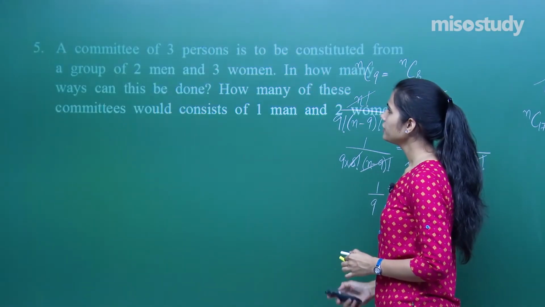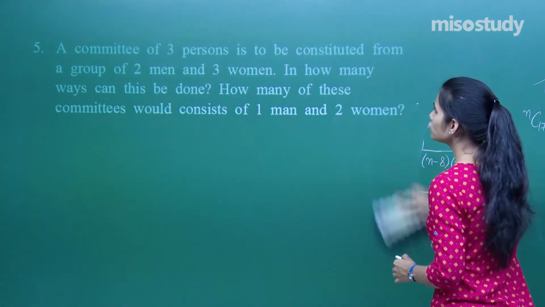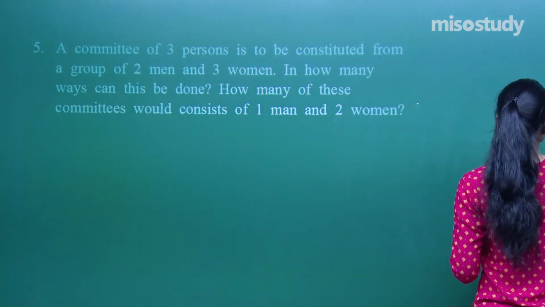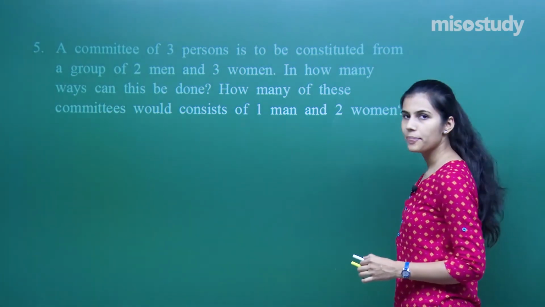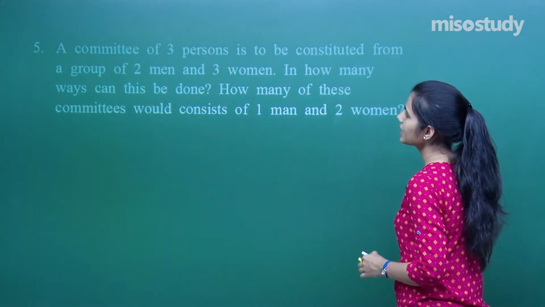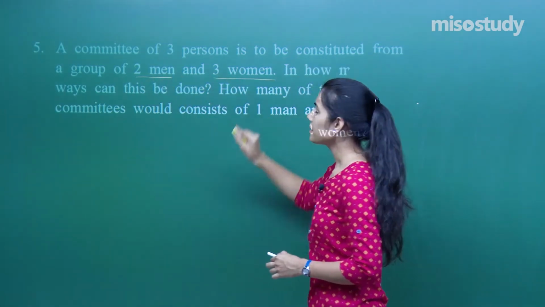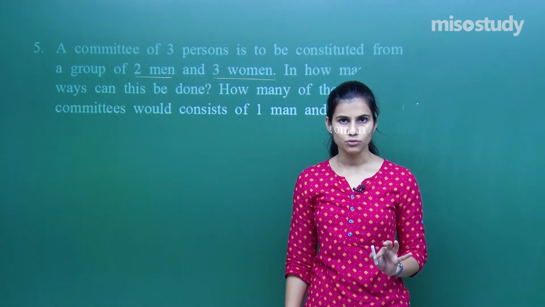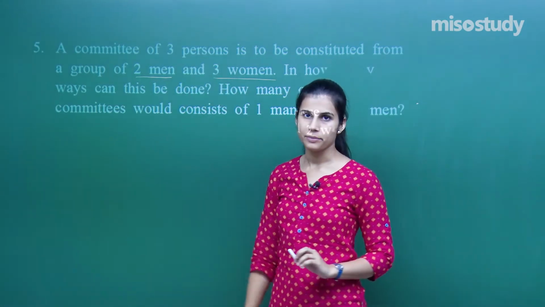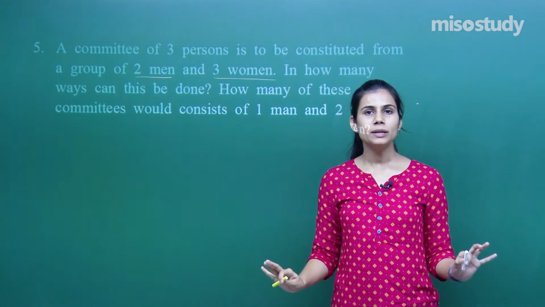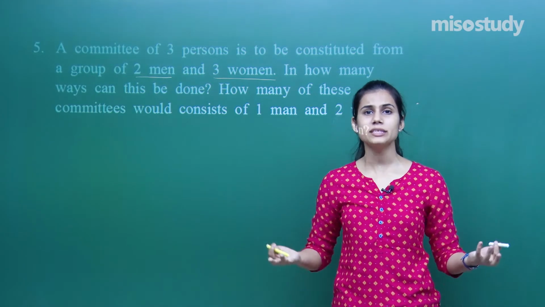Next question we have, a committee of 3 persons is to be constituted from a group of 2 men and 3 women. In how many ways can this be done? Basically, you have 2 men and 3 women, that means all in all you have 5 people present with you. Out of those 5 people, you have to form a committee of 3 people. That means ordering is not at all important over here. You just need to make a group of 3 people out of the available 5 distinct people. In how many ways can you do that?